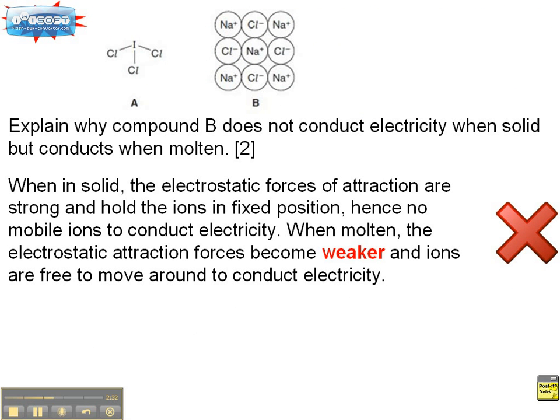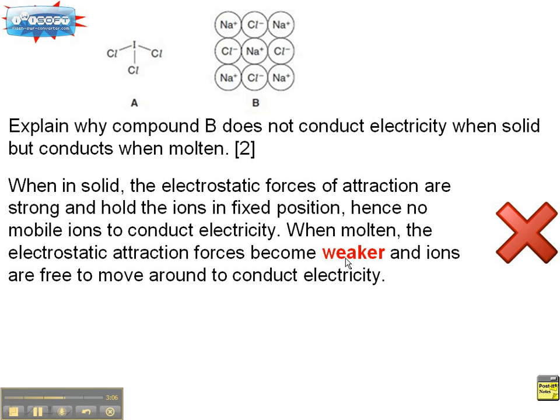Explain why compound B does not conduct electricity when solid but conducts when molten. Compound B, which is an ionic compound. Okay, and then again, a lot of students tend to write this: when in solid, the electrostatic forces of attraction are strong and hold the ions in fixed position, hence no mobile electrons to conduct electricity. Fine. When molten, the electrostatic attraction forces become weaker and ions are free to move around to conduct electricity.